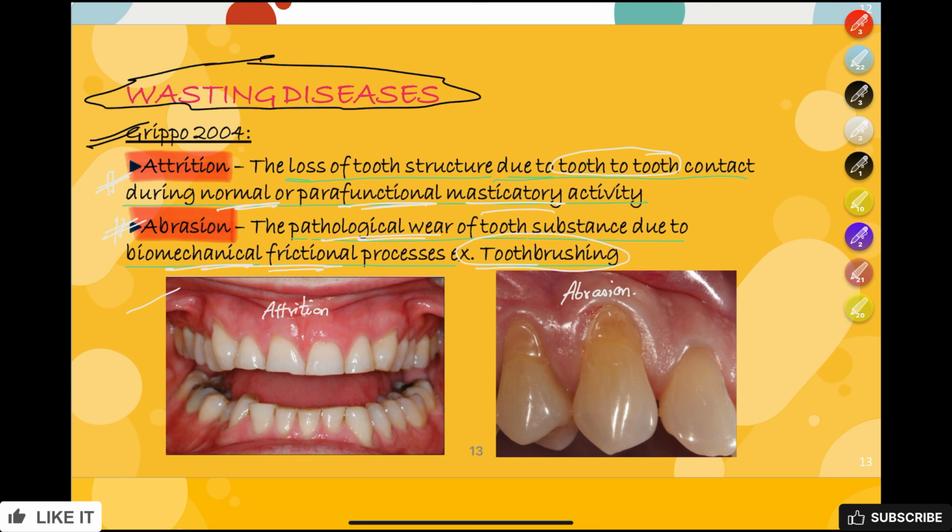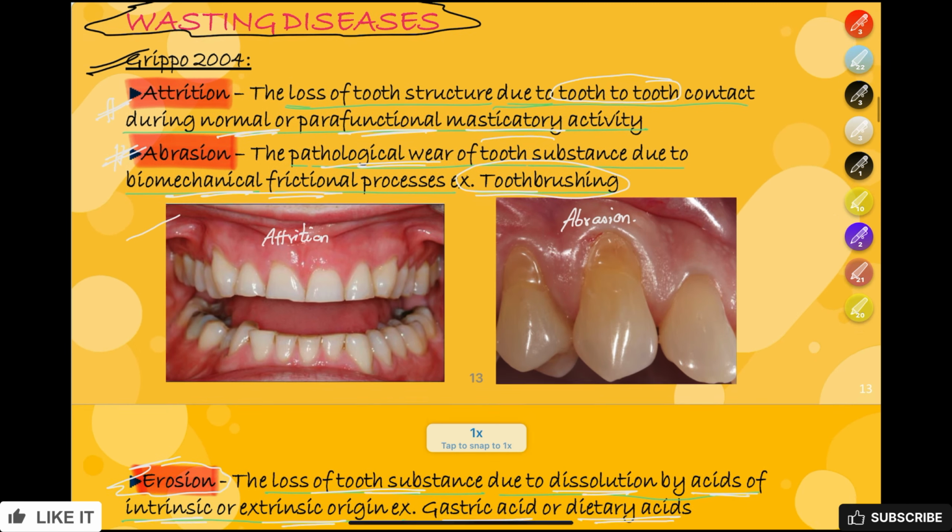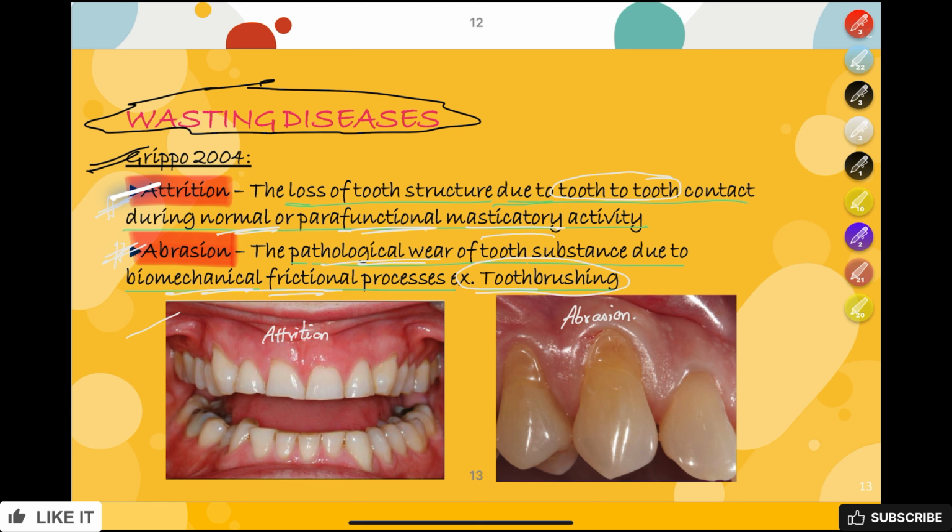Next, we will move towards wasting diseases. According to Grippo, wasting diseases are classified into 4 categories: attrition, abrasion, erosion and abfraction. So first of all, in 2004, attrition is nothing but the loss of tooth structure due to tooth contact during normal or parafunctional masticatory activity. Abrasion is the pathological wear of tooth substance due to biomechanical frictional force, for example toothbrushing.